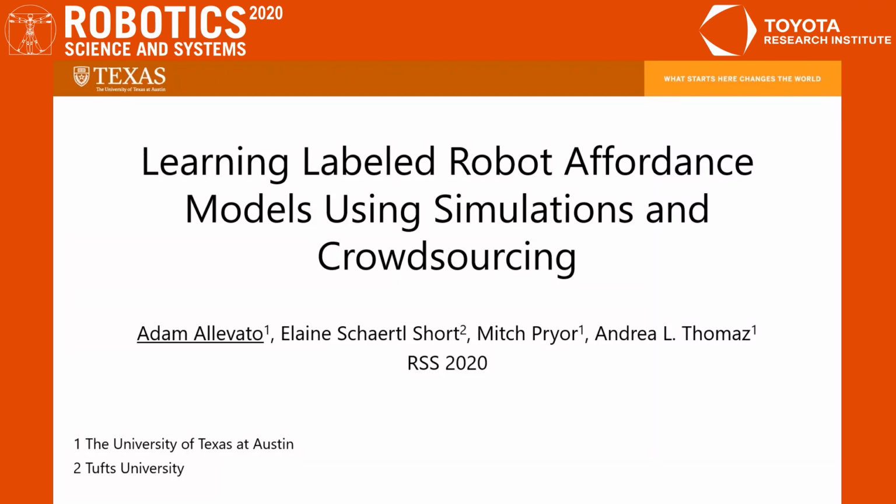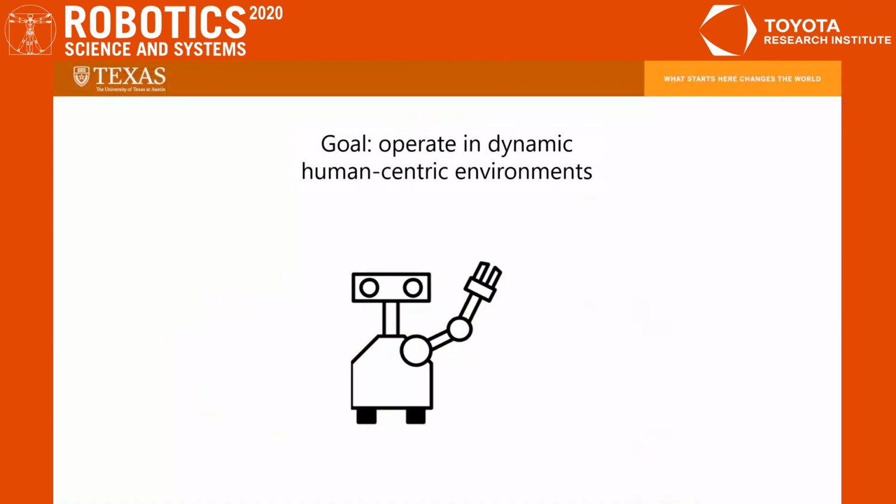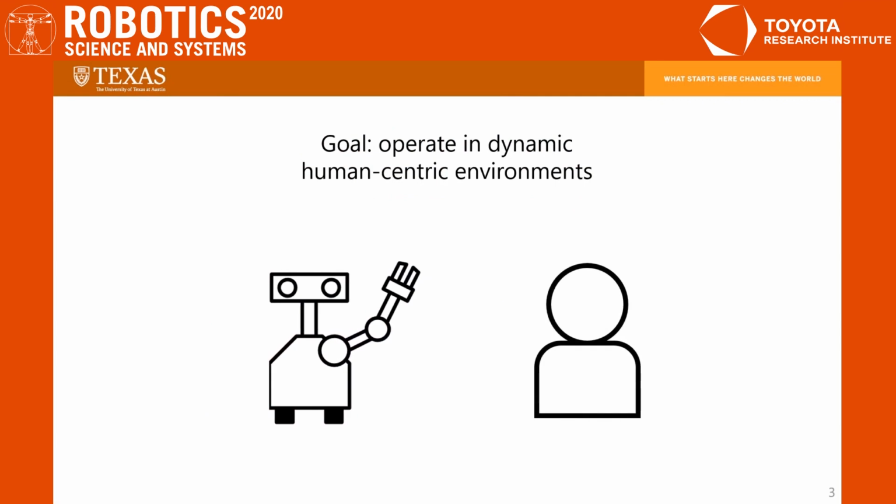Hello, my name is Allevato, and I will be presenting our work on learning labeled robot affordance models using simulations and crowdsourcing. Our research is motivated by the problem of deploying learning robots into human-centered environments, such as kitchens or hospitals. In the real world, a robot will not always have access to expert input and instead must rely on feedback from naive humans to learn how to behave.